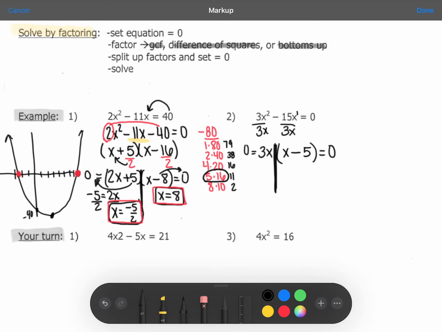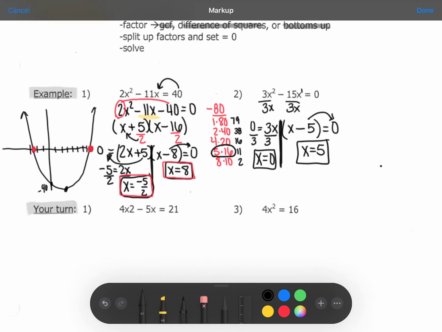So on the left side, I have 3x equals 0. I'm going to divide by 3. 0 divided by 3 is 0. On the right side, I'm going to add 5. So x equals 5. So those are my two roots, zeros, or solutions.